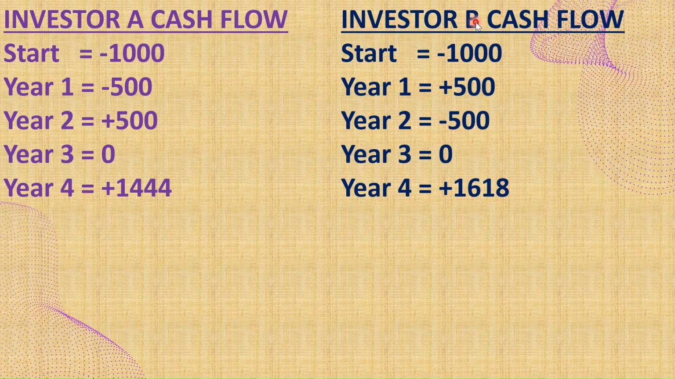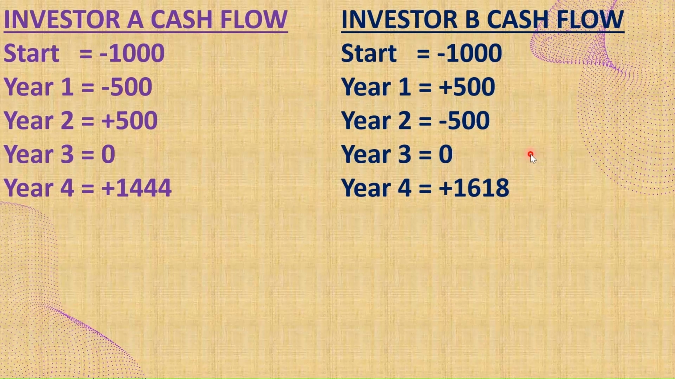Similarly, this is the cash flow of investor B. He also started with 1000. At the end of year 1, he withdraws 500, and at the end of year 2, he is adding 500. Year 3, there is no transaction. Finally, at the end of year 4, he withdraws all his investment from the fund.